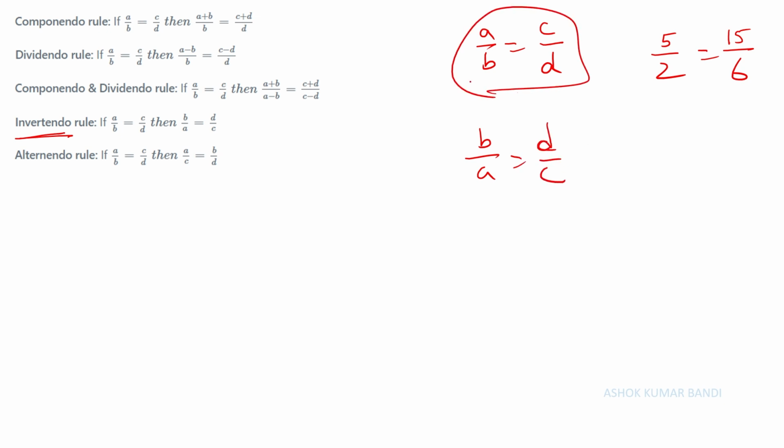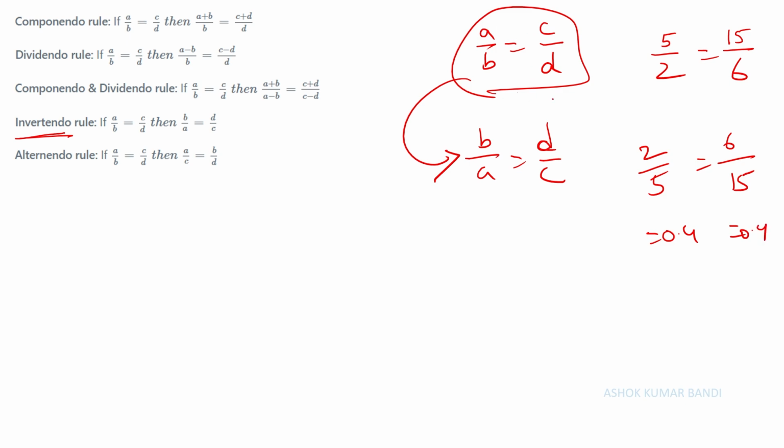If this is true, then you can say this is also true. See here, here you are going to get 2 by 5, here you are going to get 6 by 15. In both the cases, you are going to get the answer as how much? 2 by 5 only. If you want, you can simplify. It is 0.4, as well as 6 by 15 also you are going to get only 0.4.